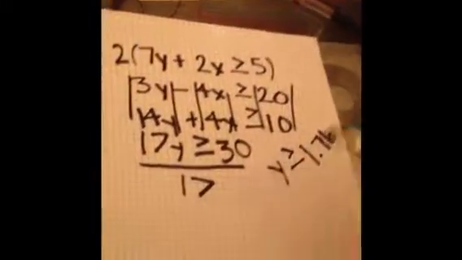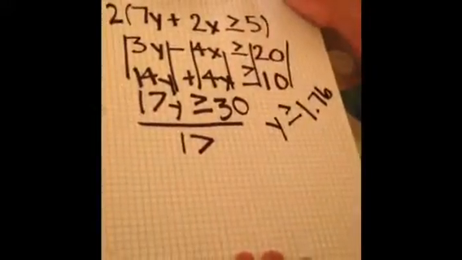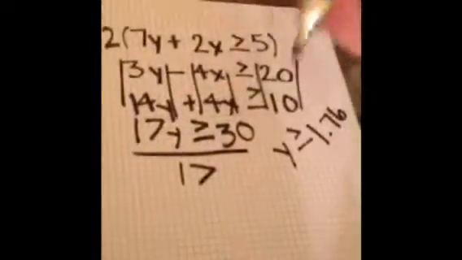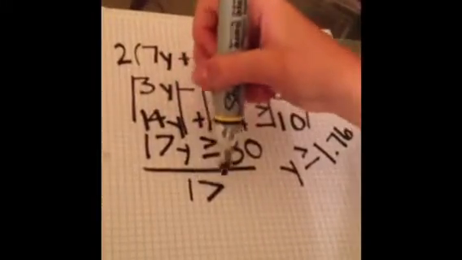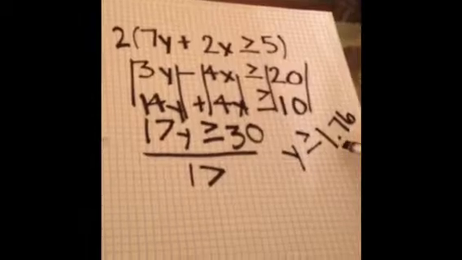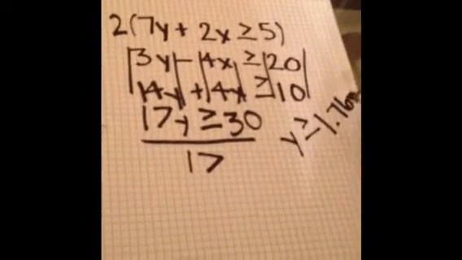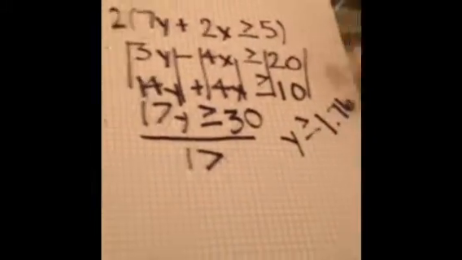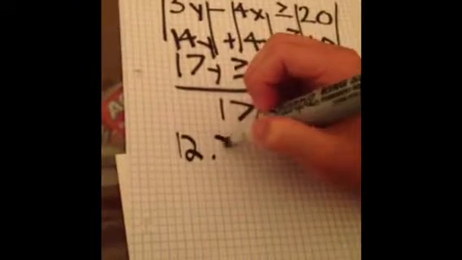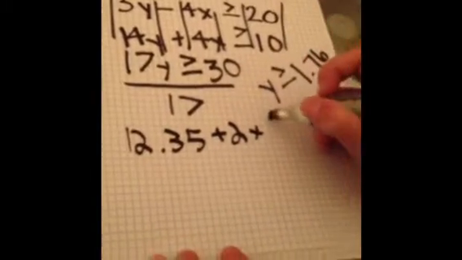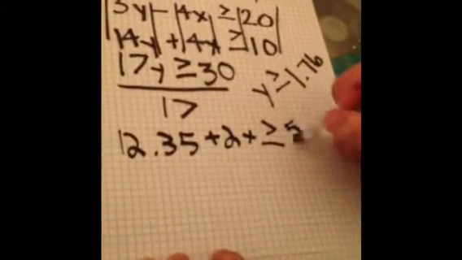Now you're going to plug that into your original equation. So 1.76 times 7 equals 12.35 plus 2x is greater than or equal to 5.